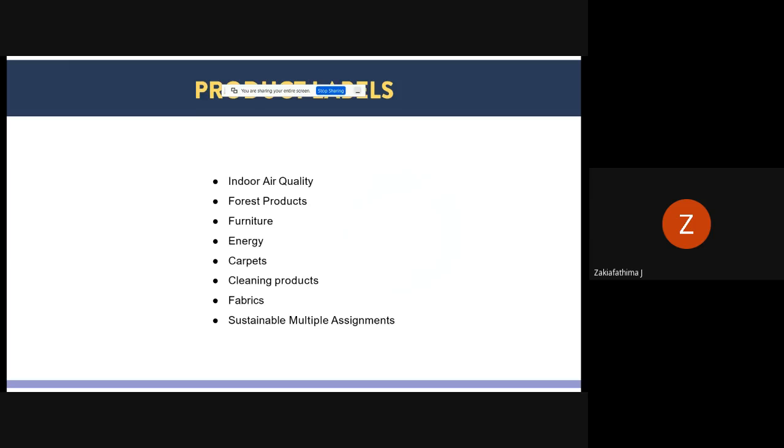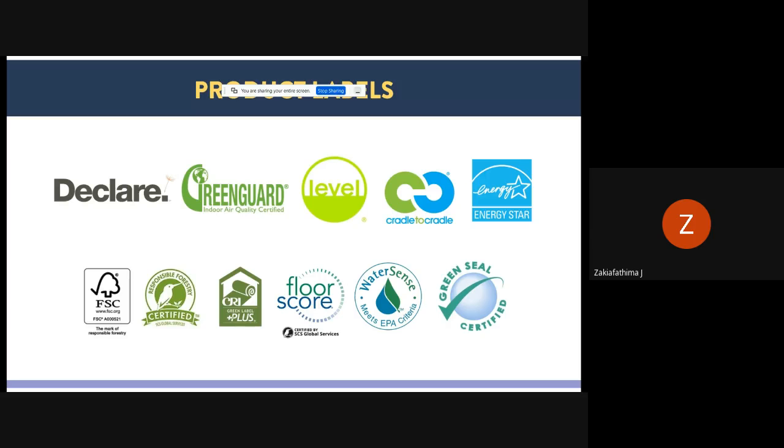So the product you need to check for when you buy a sustainable material is indoor air quality. You have to check whether it's a forest product because a forest product definitely gets reforested. Then furniture, energy, carpets, cleaning products, fabrics. All these you have to check to see whether they have a green label on them.